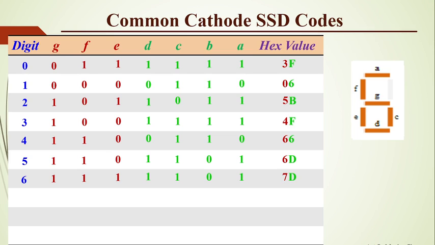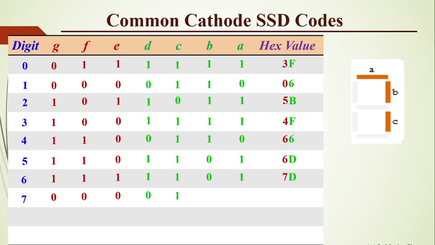So we get the value 7DH to display digit 6. For 7, segments A, B and C are glowing to represent 7. So we are making them 1 and all other segments equal to 0. So we get the value 07H.